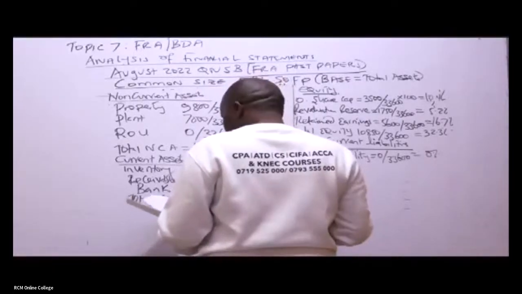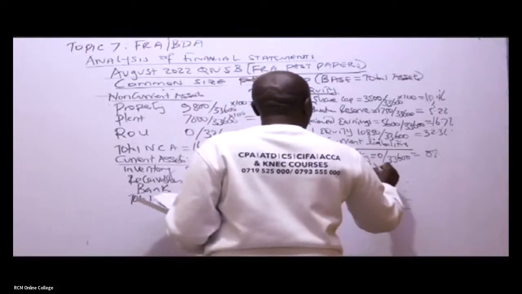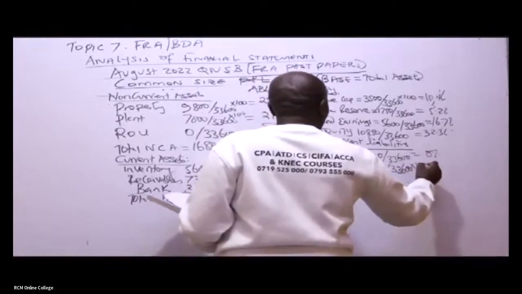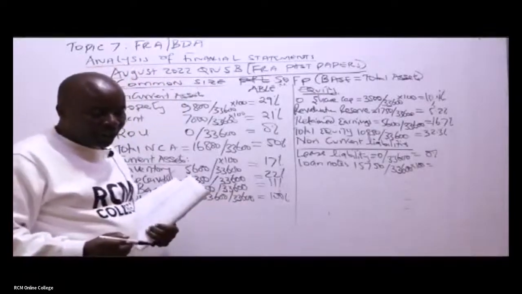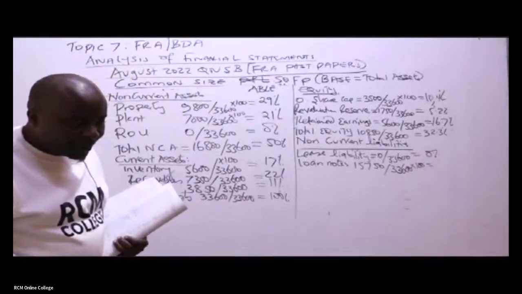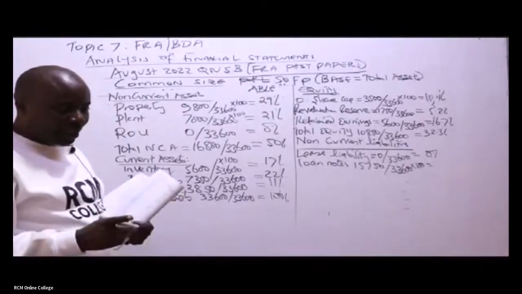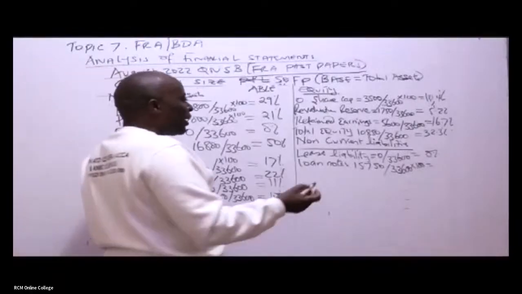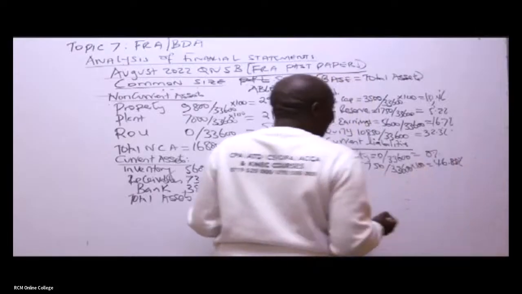Loan notes. So loan notes, I can see 15,750 divided by 33,600. Of course, don't forget, always times 100. So loan notes, what are we getting there? Yeah, you see they are giving us a very good question there. Lillian is saying that this loan notes is 46.88 or 0.9, it doesn't matter.